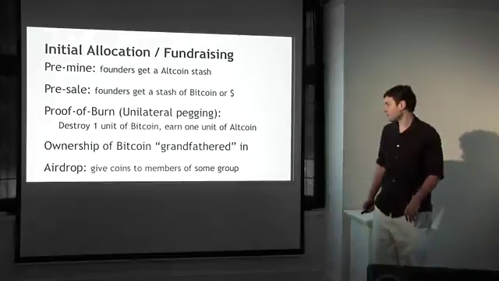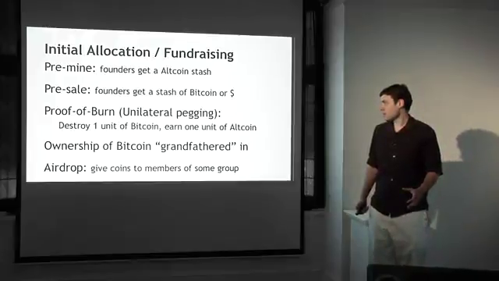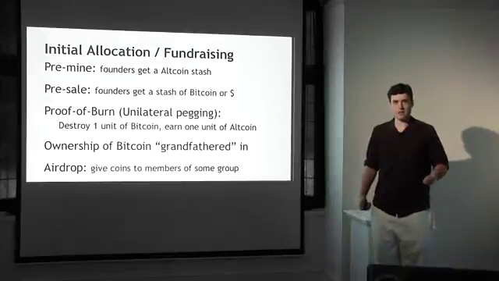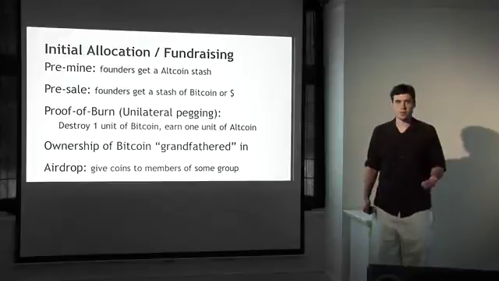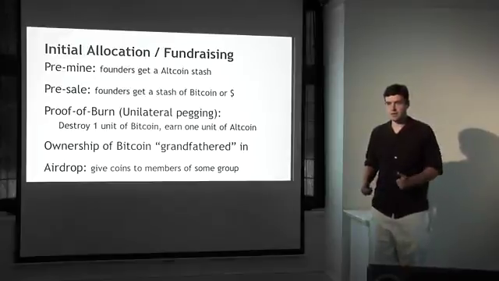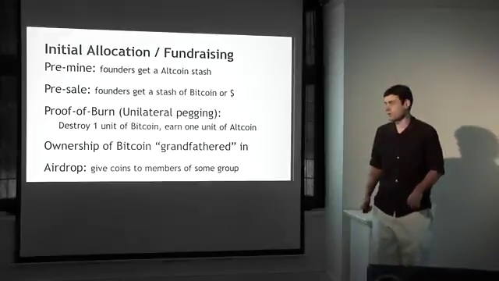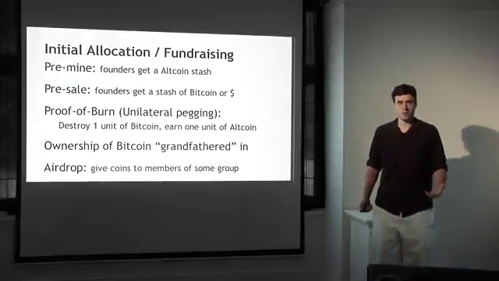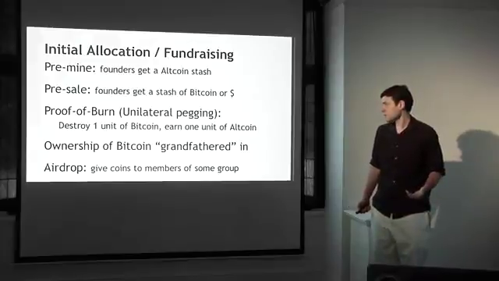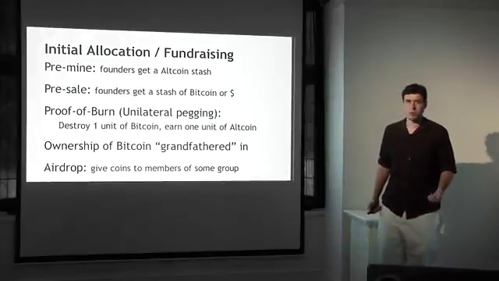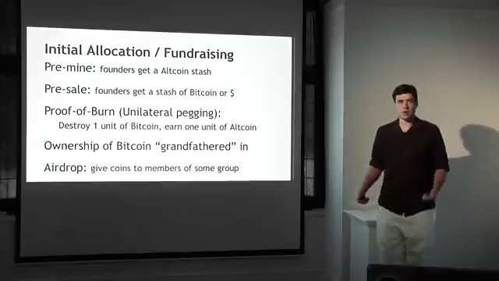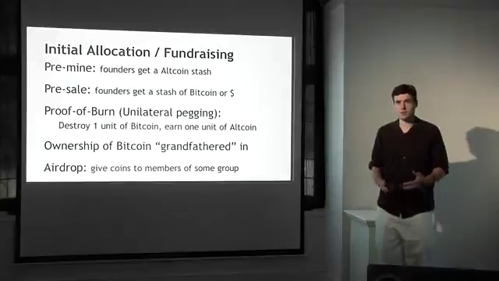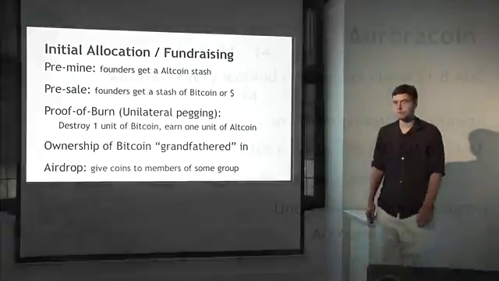On the other hand, there's no way to recover the Bitcoin in this case. It's actually destroyed. An alternative is to have Bitcoin ownership grandfathered in. In other words, if you, at a current date, taking a snapshot, own 1 unit of Bitcoin, then at the time of this altcoin launch, you also own 1 unit of the altcoin. In this case, the original Bitcoin doesn't have to be destroyed. And the final mechanism is called an airdrop, which is if the altcoin is targeted at some kind of community or group, then an initial allocation of coins is simply distributed to members of this group.